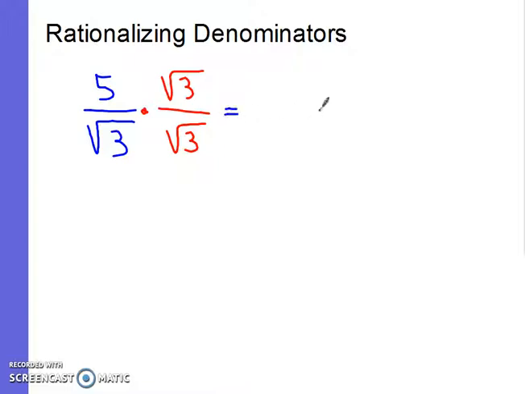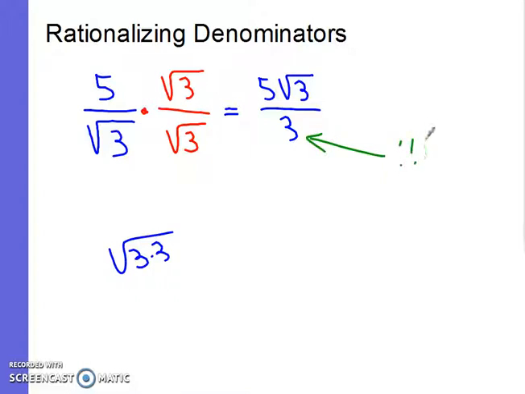Now, on the top, 5 times square root 3 is 5 square root 3. Not a lot of mystery there. And then look down here. Square root 3 times the square root 3 is really the square root of 3 times 3. Well, 3 times 3 is 9. The square root of that is 3. Look at that. Now the denominator is rational. So we have rationalized the denominator. So we're going to look at a few more of those.